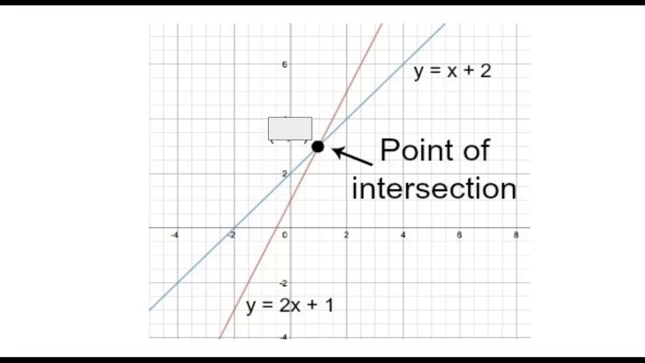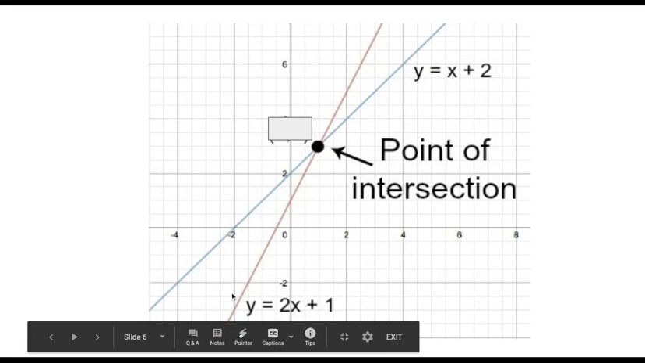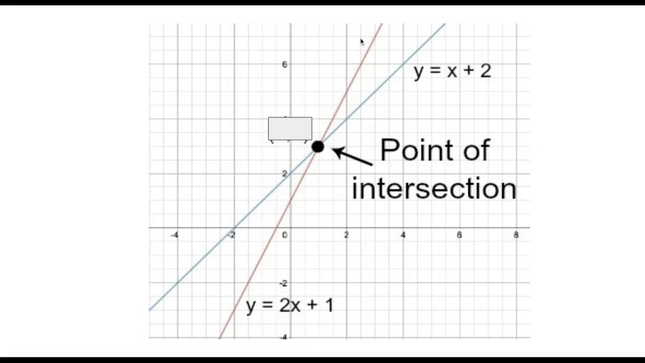So for example, if I drew up the graph of y equals x plus 2, which is the blue line, and then the graph y equals 2x plus 1, which is the red line, what I need to do is find this point, the point of intersection. And what I'm going to do is write these in the form of an ordered pair. And the first thing I need to do in an ordered pair is find my x value.